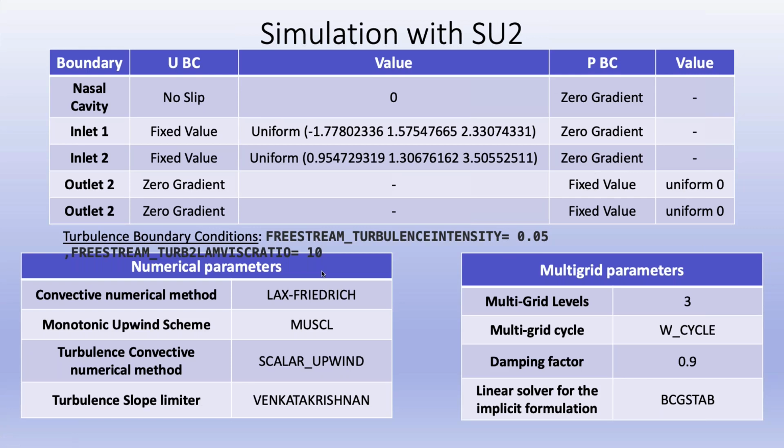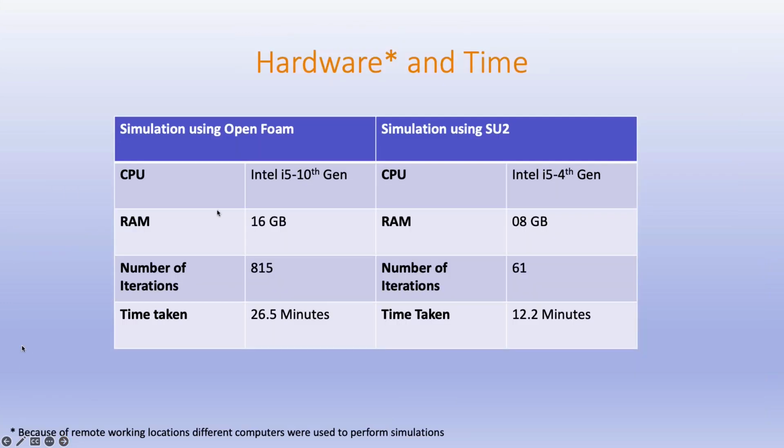Then coming to the numerical parameters, here is where SU2 differs from OpenFOAM the most. Unlike OpenFOAM, we don't have to select the numerical scheme for each and every mathematical operation. We can select the numerical approach that's best suited for our case, and SU2 will handle the rest. These are the numerical parameters we went with. For convergence acceleration, we also went with the multi-grid method, and here are the parameters corresponding to it. And the results using the multi-grid method were very promising.